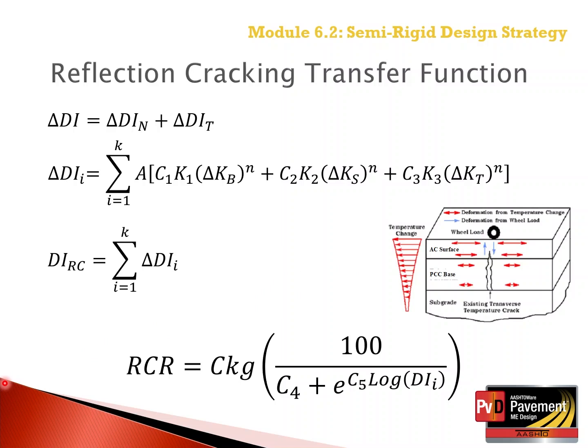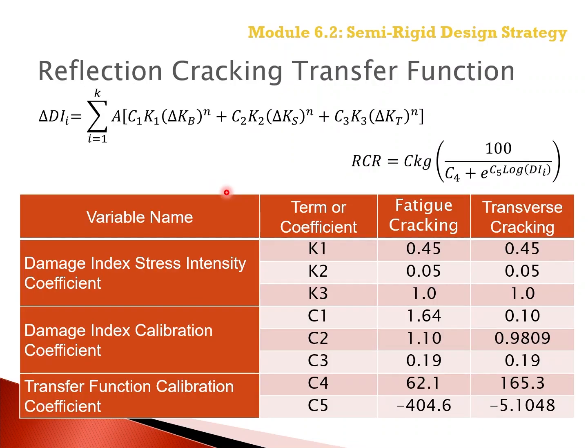So conceptually, this is the transfer function. And the transfer function has two coefficients, C4 and C5, and DI is simply the damage index from the different shear and stress intensity factors from the different modes of loading and/or crack propagation. So this simply shows the coefficients in the damage term, the damage index, and/or the transfer function.